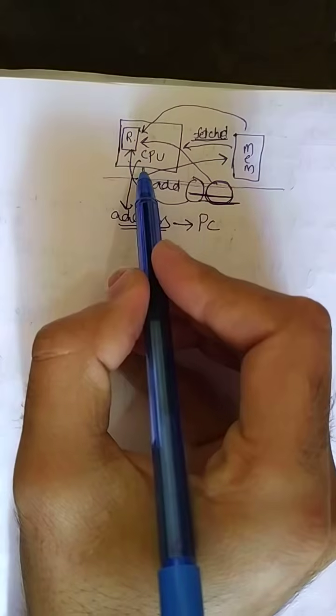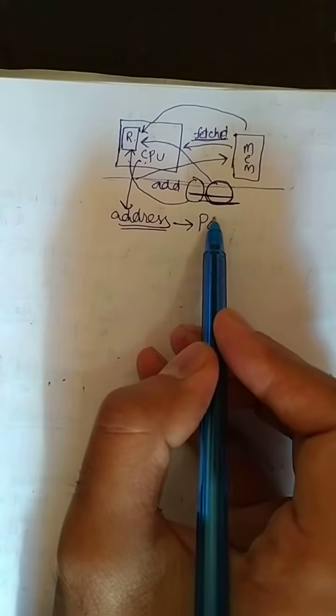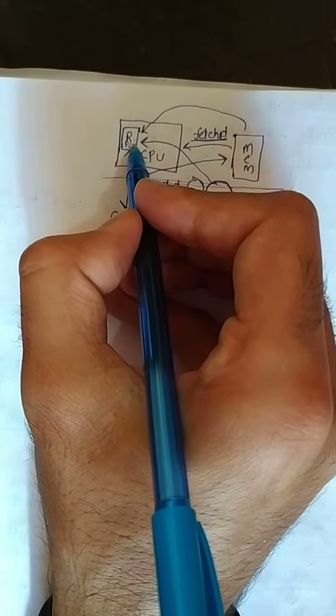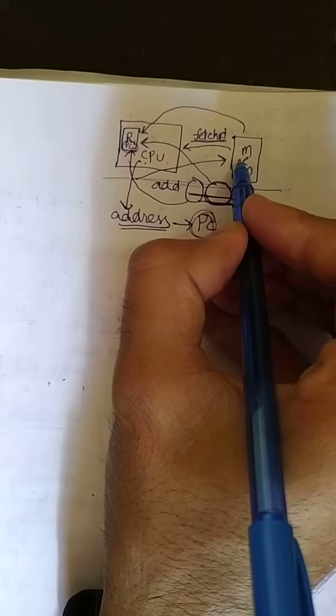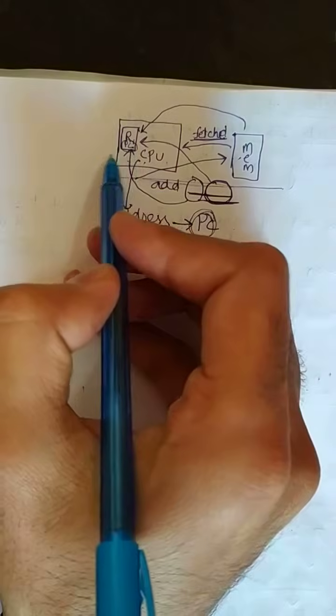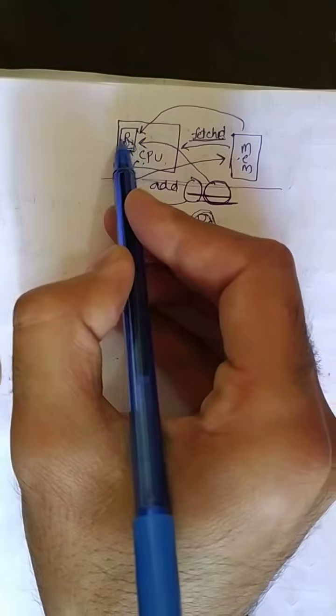So what we saw is that if a CPU has to execute some instruction, it will first go to the PC, the program counter, which is some register here. From the PC, it will get the address. It will go to that address in memory and fetch the instruction from that particular location. And it will update the program counter. Now the program counter will contain the address of the next instruction. So the program counter always contains the address of the next instruction that is to be executed.